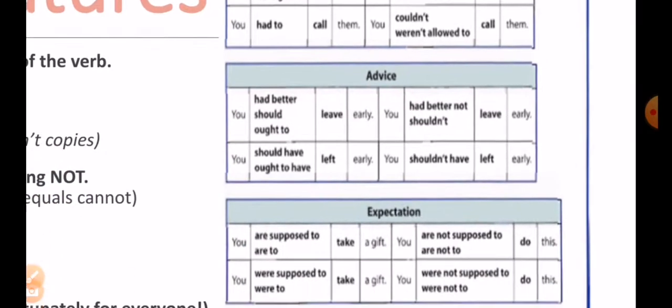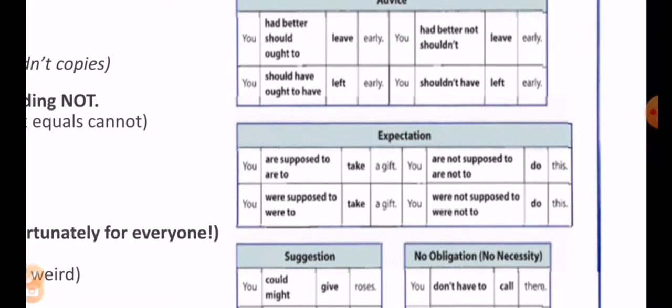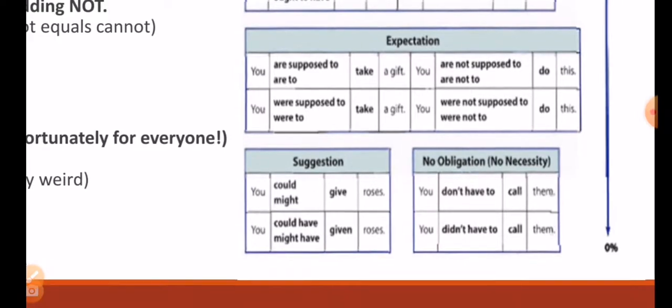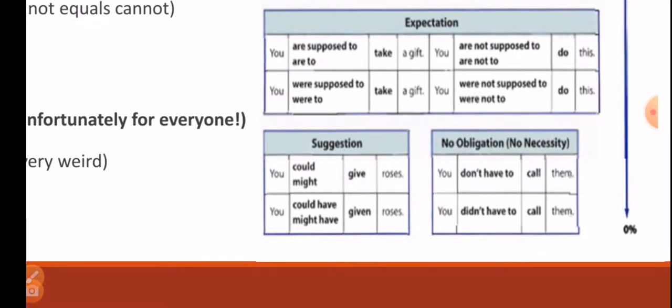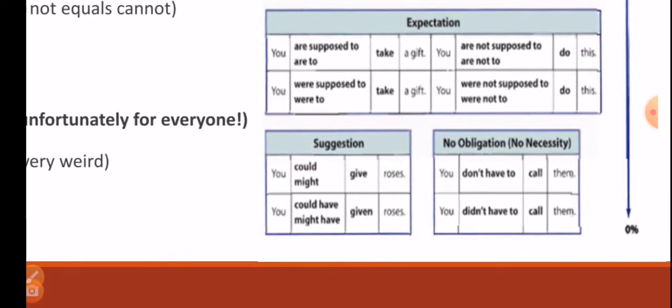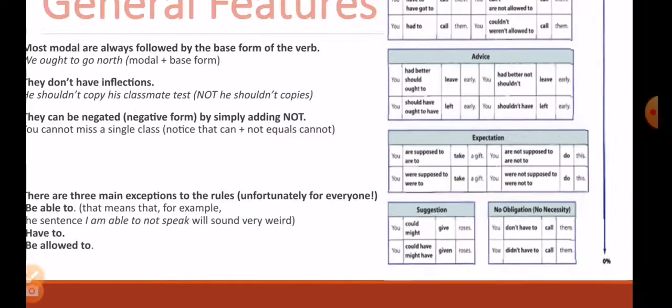Okay? Now, if you go for advice, we use had better, should, or ought to. In the negative, had better not or shouldn't. And if you are talking about past possibility or criticism, you use should or ought to plus have plus past participle, like you should have left, you ought to have left. For expectation, we use are supposed to, or were supposed to if it's in the past. In case you see it in the tests or something, you don't have it in your tables actually, but just to know it. For suggestions, we have could, might, or we can use shall as well. For no obligation or no necessity, don't need to or don't have to, as you can see clearly in this table.